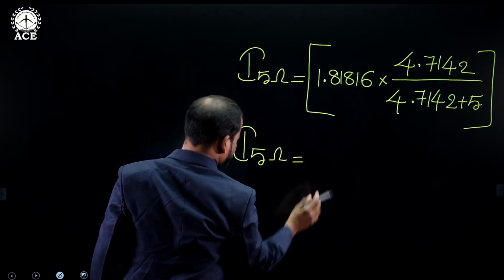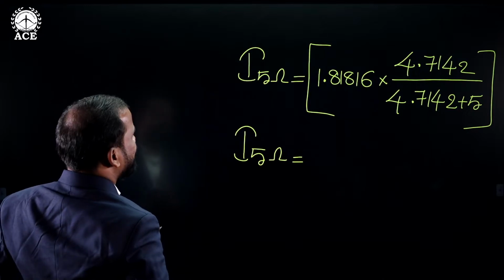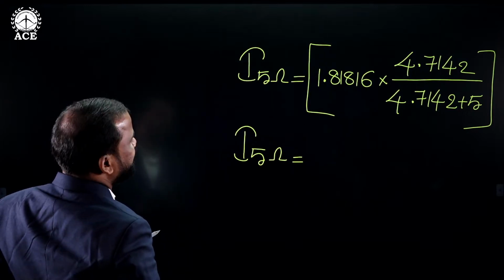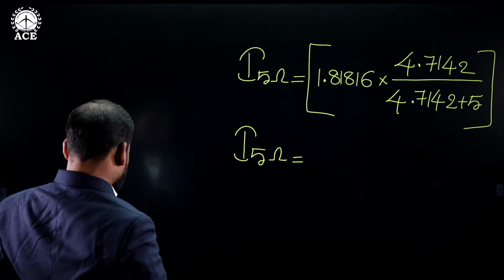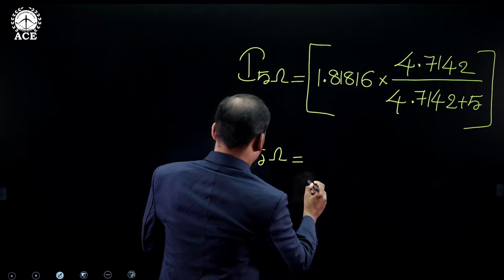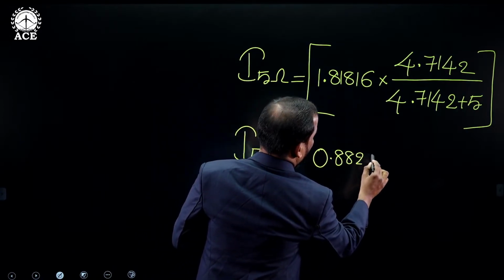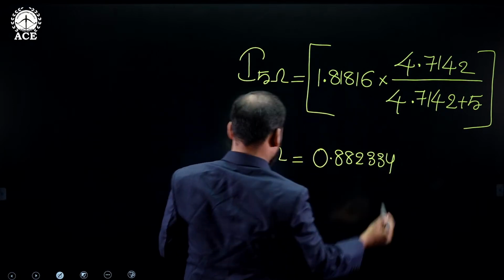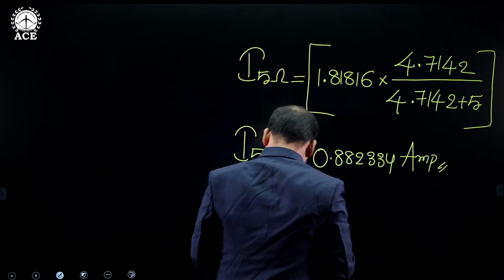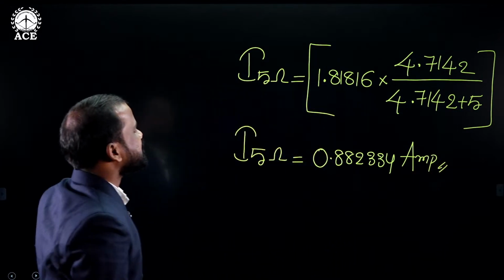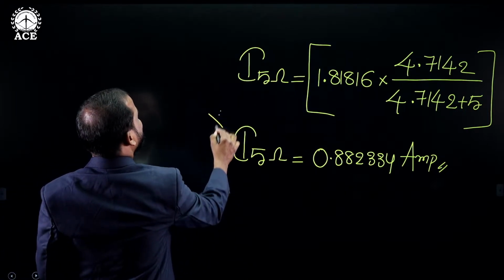Now use a scientific calculator and find it. Okay, what is the value of this? So 1.81816 into 4.7142 divided by 4.7142 plus 5. By simplifying this, you will get the value of current as 0.8823334. Okay, so this is the current flowing through the load resistance by using Norton's theorem. So finally we got the current flowing through the load resistor.